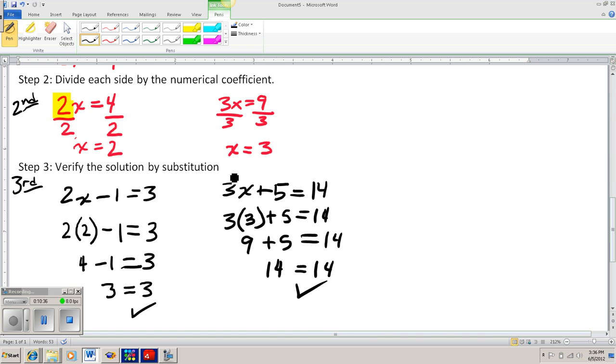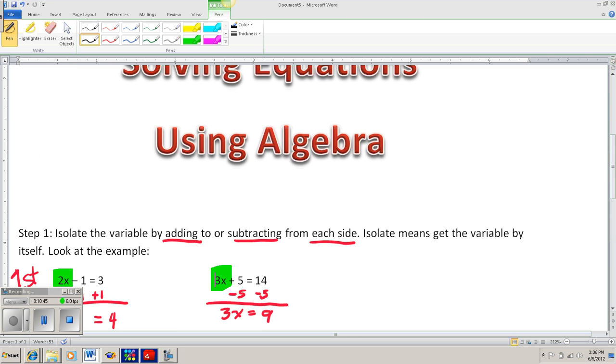If I found my answer was x equals 5, I'd plug in 5 here, and then I get 3 times 5, 15 plus 5 is 20, which does not equal 14. I'd get not a true statement, and I'd catch an error. That's the idea of verifying.